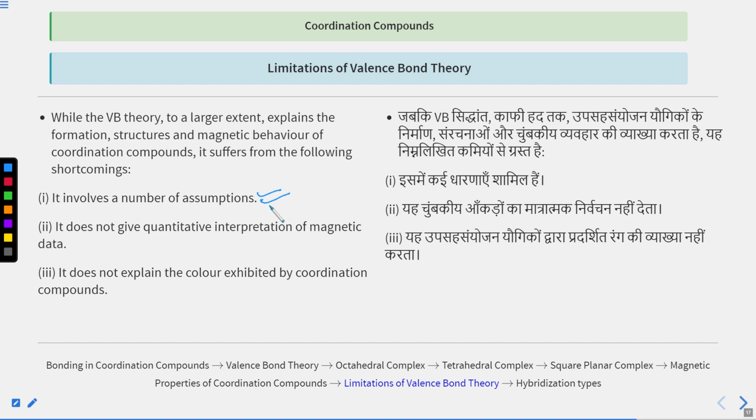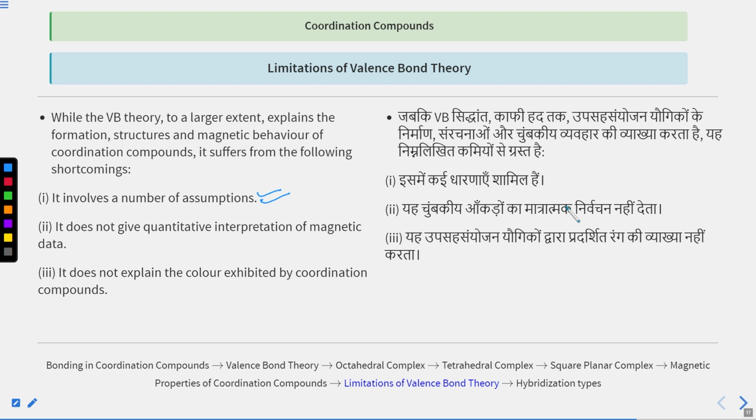First. Second is, it does not give a quantitative interpretation of magnetic data. So you will see this formula, root under n into n plus 1, in the CFT part and not in this. They are saying that there are a number of unpaired electrons, but on what basis are they saying it, right? That this will be stronger and this will be weaker. That is not completely explained. They have just told that they have unpaired electrons, so they will show paramagnetic properties, but that is not quantified.